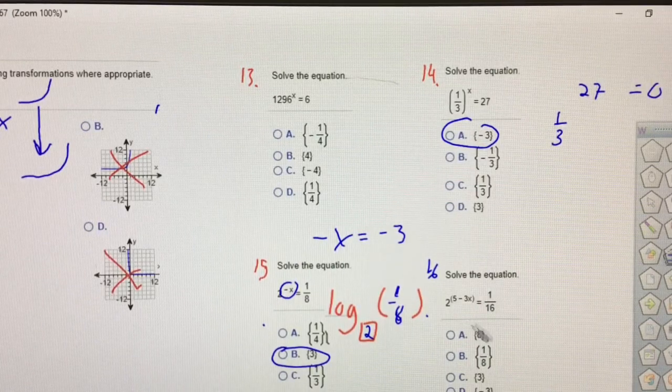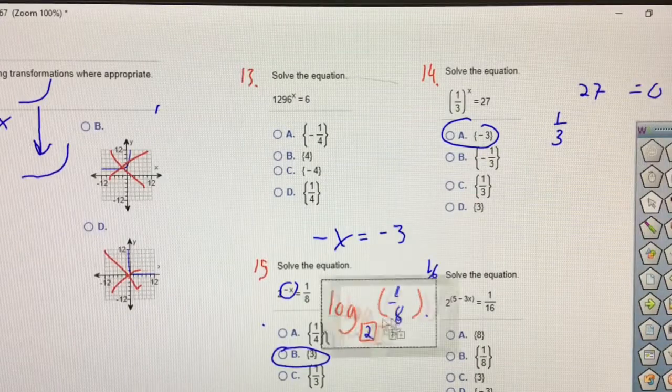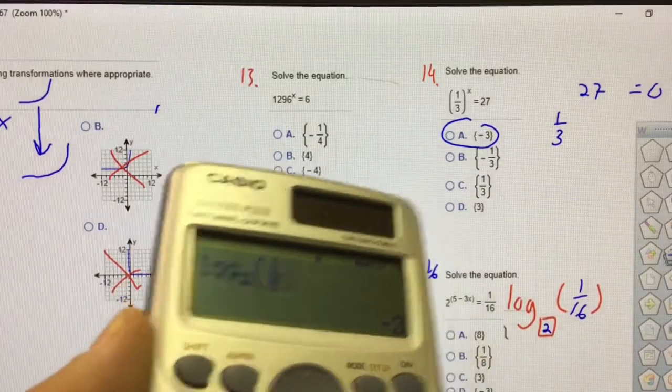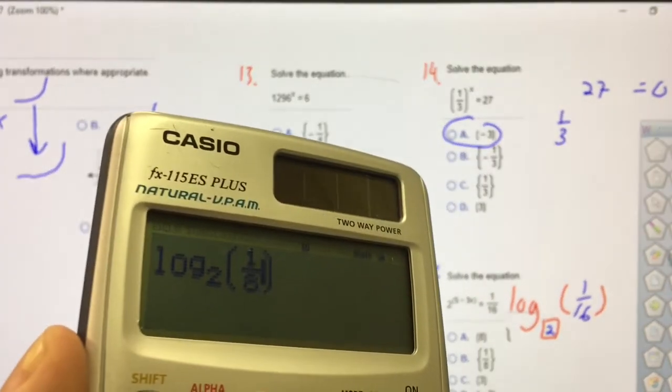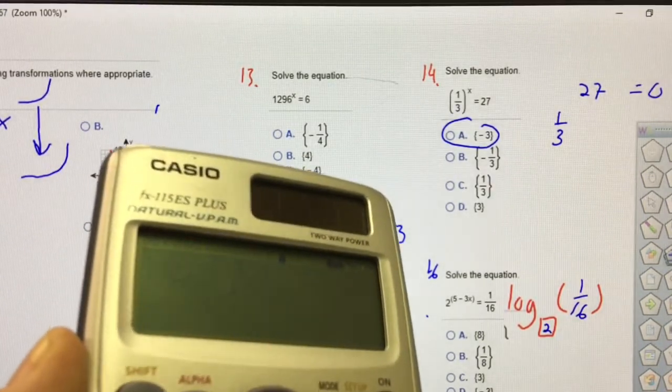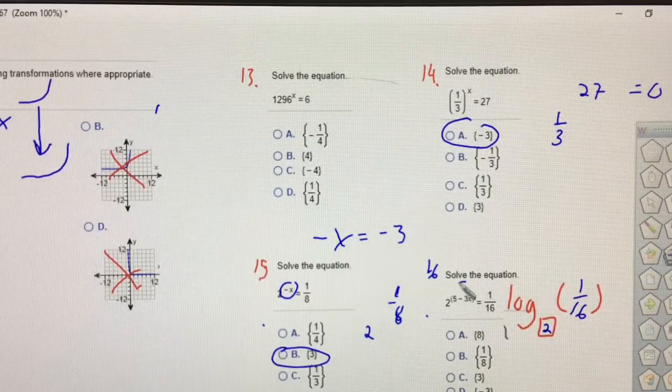Moving over here, solve this one. I'm going to do the same process with the log base button. But my answer isn't going to equal x. So log base 2 of 1/16, I'm going to type that in. So log base 2, well, that's already in there. I'm just going to back arrow and change that 8 to a 16. So when I type that in, that gives me -4. But it's the exponent equals -4.